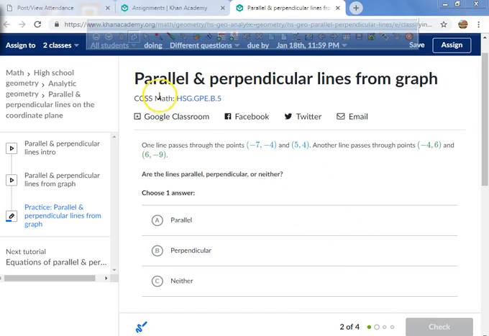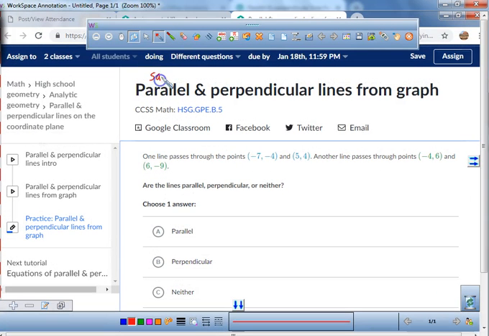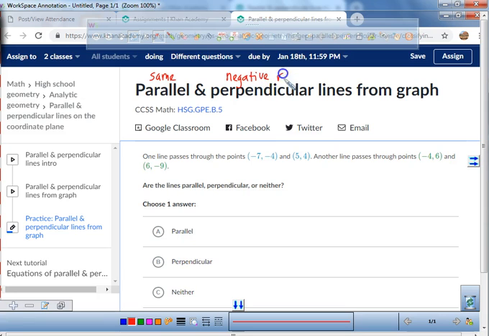For the past few days we've been talking about parallel and perpendicular lines from graphs. So how can we tell if lines are parallel or perpendicular? What do we know about parallel slopes? They're going to be the exact same slope. But perpendicular slopes are called negative reciprocals.